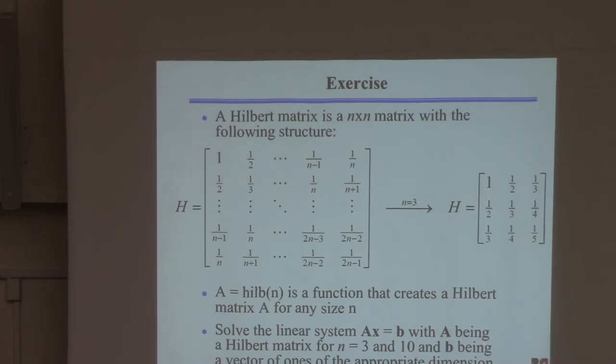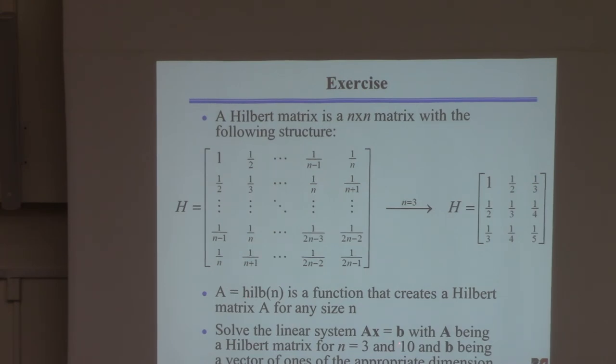And when I tell you, just use a B vector that's ones of the appropriate dimensions. So obviously, if that's a 3x3 Hilbert matrix, then B is a vector of 3 ones. If A is a 10x10 Hilbert matrix, then B is a vector of 10 ones. Okay? So use your function. Do them one at a time. I'd ask you to do it for n equal 3 and n equal 10. So first of all, solve the problem for n equal 3, and then you do it for n equal 10.